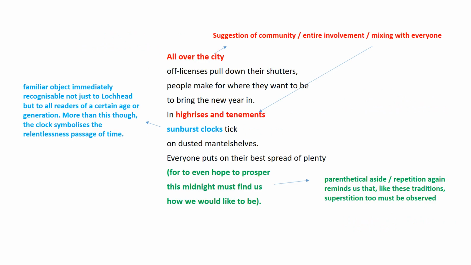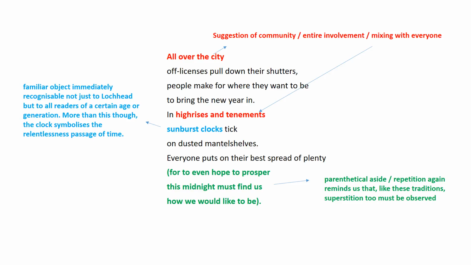All over the city, off licences pull down their shutters. People make for where they want to be to bring the new year in. In high rises and tenements, sunburst clocks tick on dusted mantel shelves. Everybody puts their best spread of plenty, for to even hope to prosper, this midnight must find us how we would like to be.